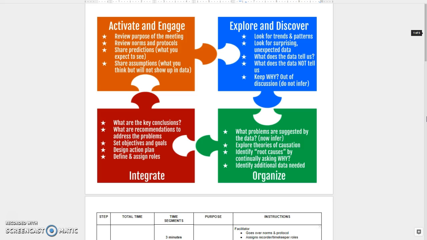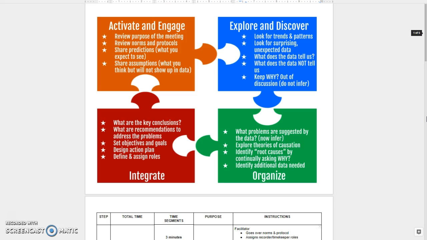The second step is explore and discover. This is where we are looking for trends and patterns. We're asking what data really jumps out at us. We're looking for surprising data, unexpected data. We're asking what does the data tell us, and even what does the data not tell us.